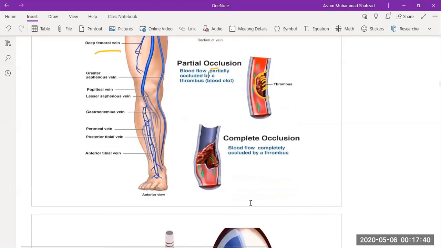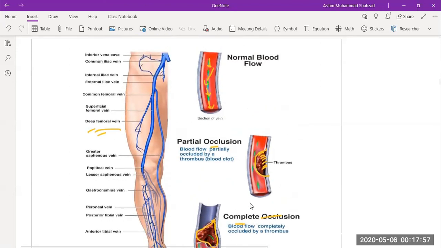And if this thrombus formation will be completely blocking the vein, it can lead to complete occlusion. So deep vein thrombosis usually occurs in your deep femoral vein, and this is the anatomy of the different veins that are present in the lower part of your limb.